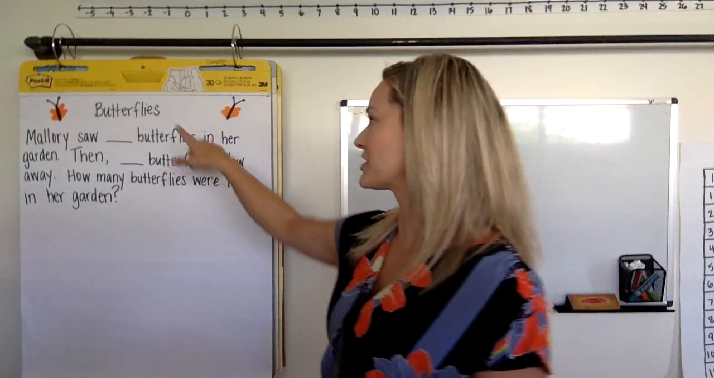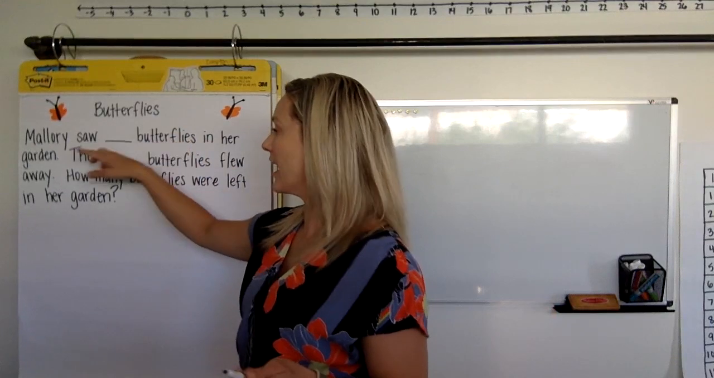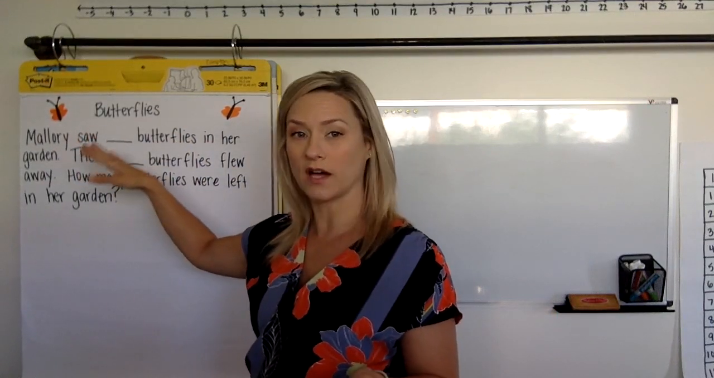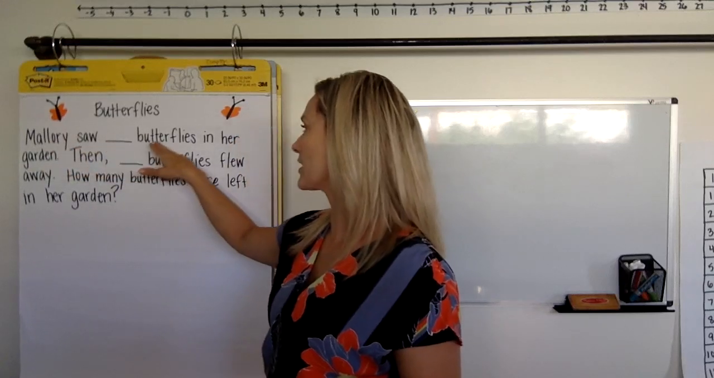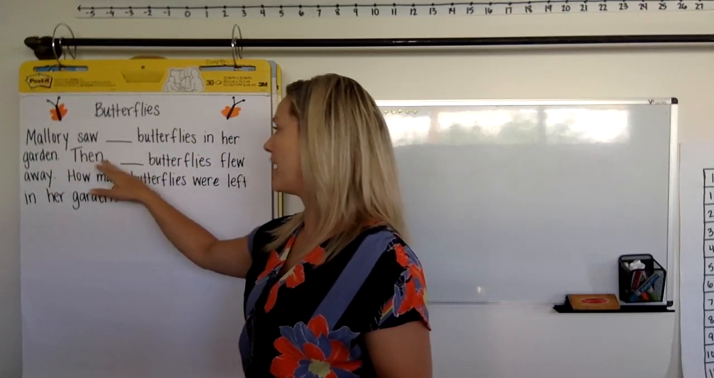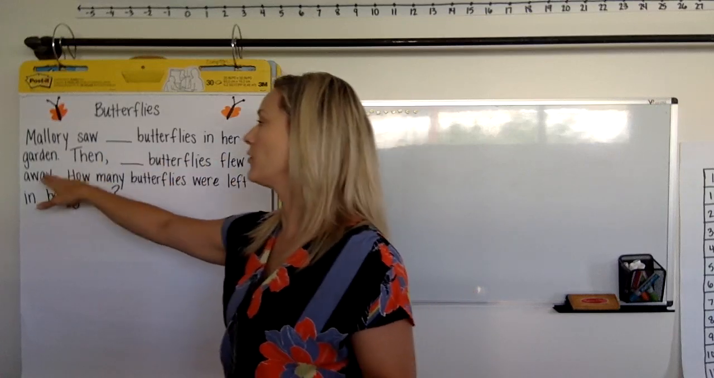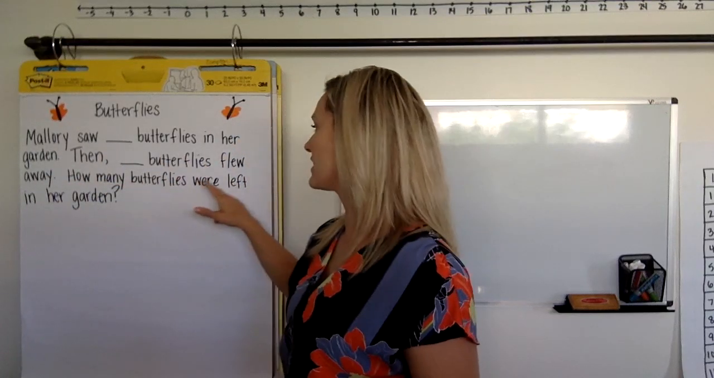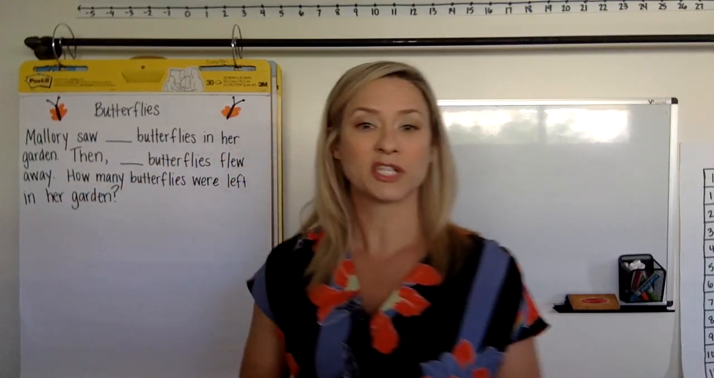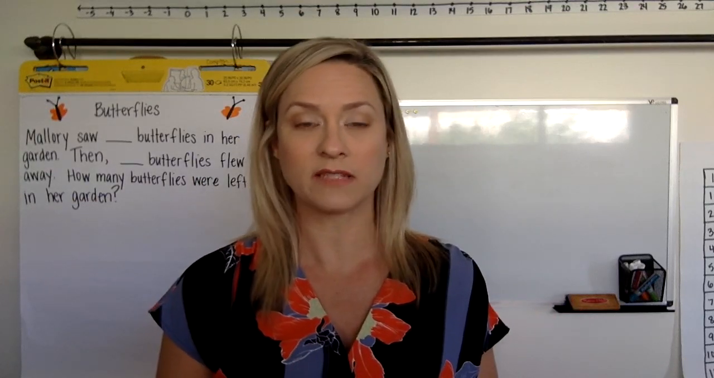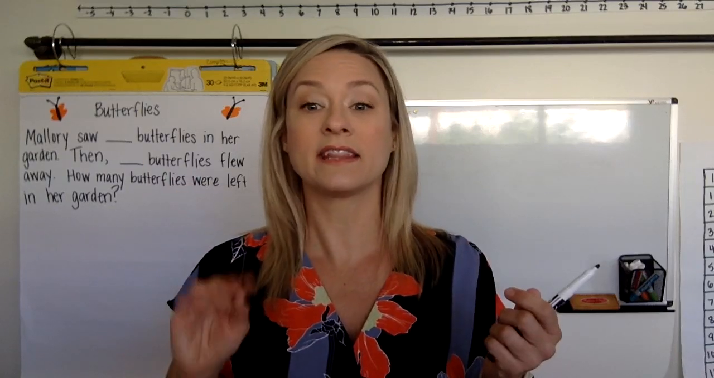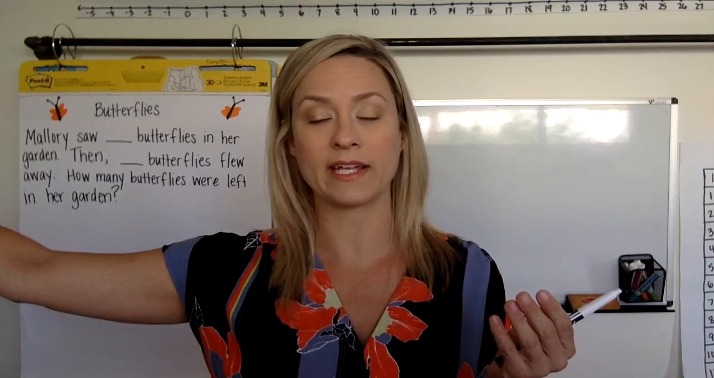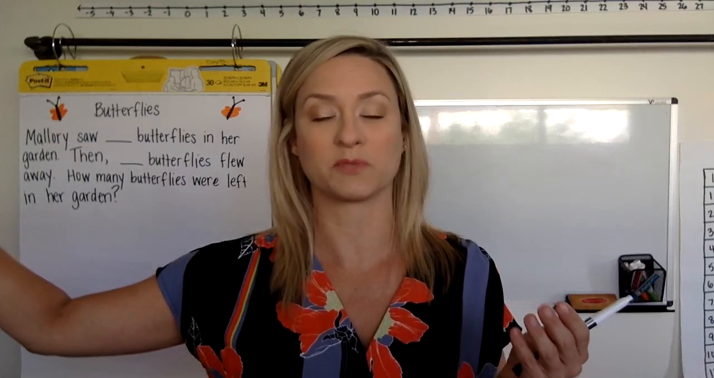All right, so this story is all about butterflies. And at first, we just read the story to understand what the story is. So Mallory saw butterflies in her garden. Then butterflies flew away. How many butterflies were left in her garden? Now, a child should easily be able to solve this because they can imagine the story in their mind. So they can imagine butterflies, and the action of flying away in this story is the action of subtracting.